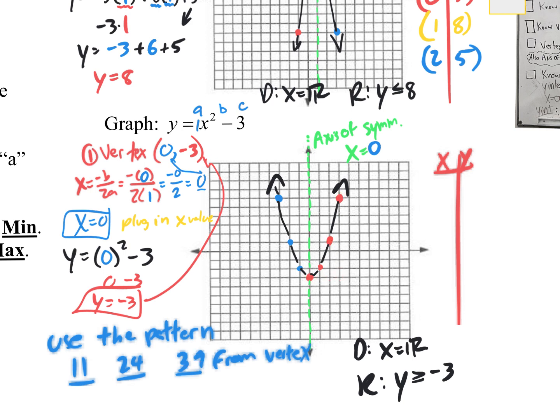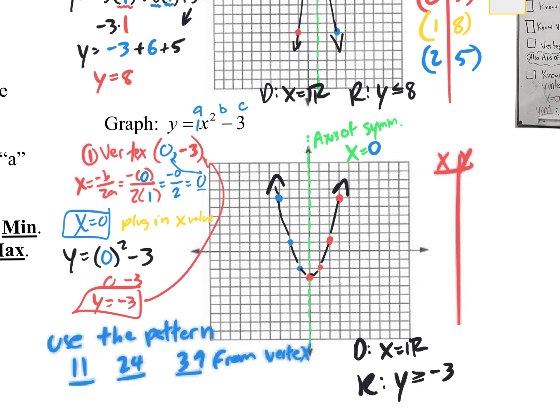And then once you have these red dots, you could mirror them over to the other side of the axis of symmetry. So it's 3 units away. So go 3 units this way and put that dot there. 2 units away, go 2 units this way, put that dot there. 1 unit away, go 1 unit this way, put that dot there. You have your parabola. Cool? That's how you graph. Okay?